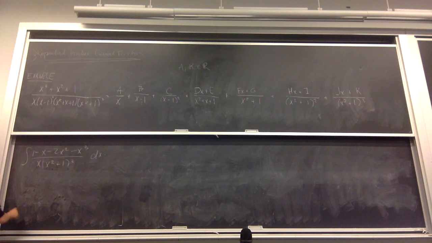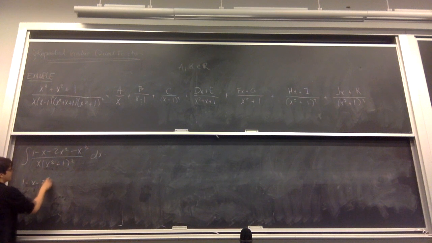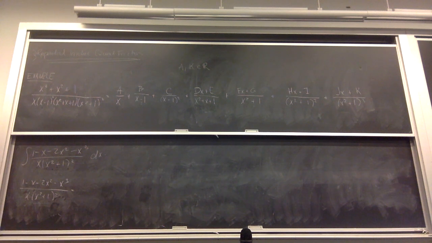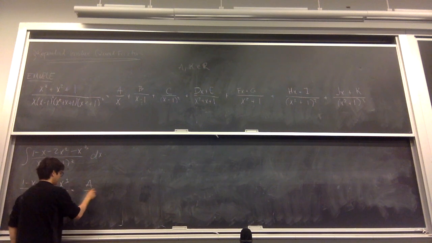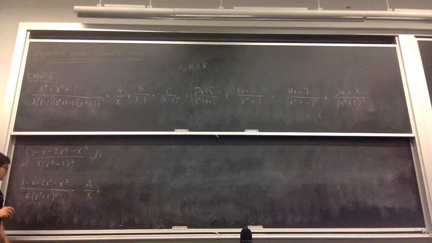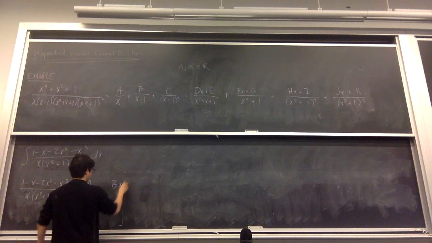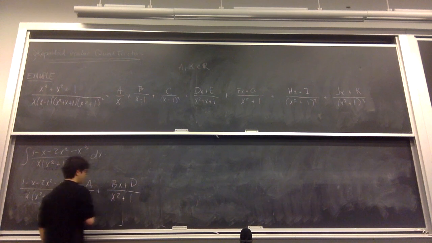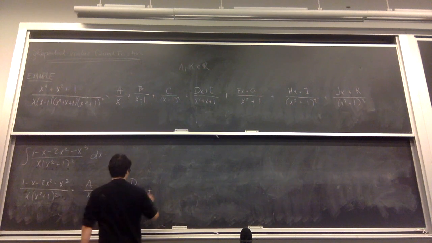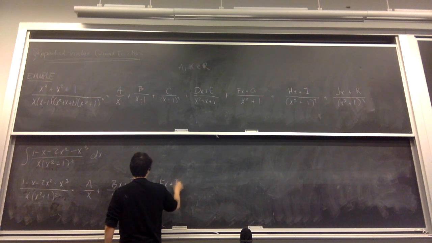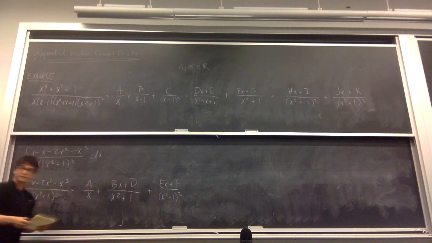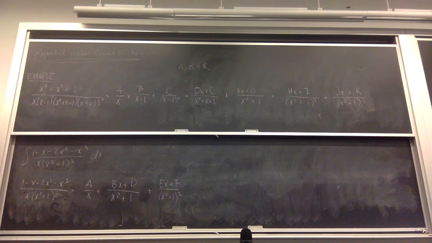So what form do we have? We know that (1 - x - 2x^2 - x^3) over x(x^2 + 1)^2 is equal to, what is the general form? A over x plus (Bx + D) over what? Okay, are we done? No, what else do I need? (Ex + F) over (x^2 + 1)^2. Okay? What happened to the C?